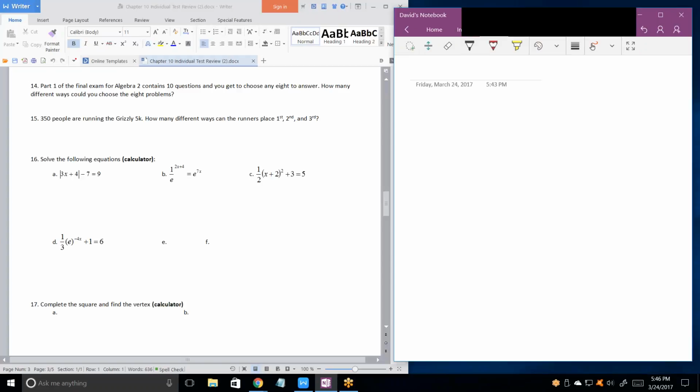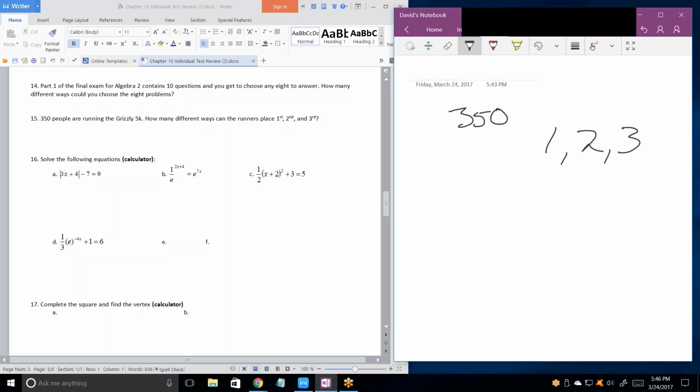Now, 15. We got 350 people running a race. How many different ways can they finish in first, second, and third? This is actually quite straightforward.